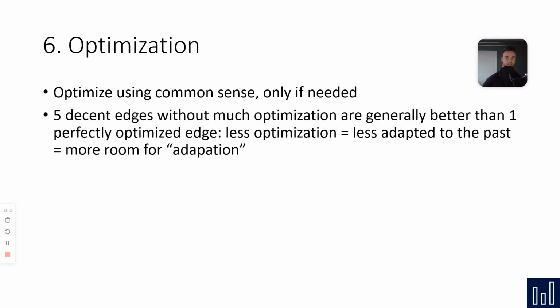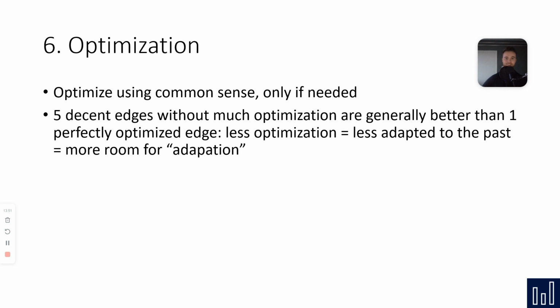Another rule I have is that 5 decent edges without much optimization are generally better than 1 perfectly optimized edge. A lot of people fall into the trap of finding one strategy and putting in a lot of time to making that perfect equity curve. Yes, it looks good on paper, but are you building a better backtest, or are you building a robust strategy that actually makes money? You want to do the latter and not the first. Most people spend all their time building a better backtest, and that's a big pitfall of mechanical trading or systematic trading, whatever you want to call it.